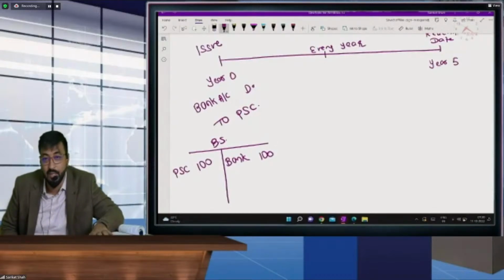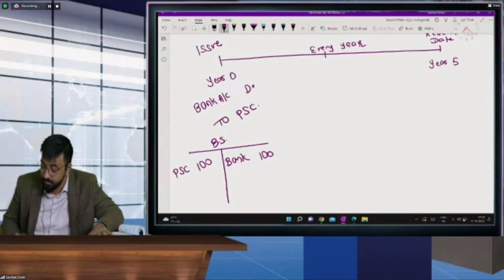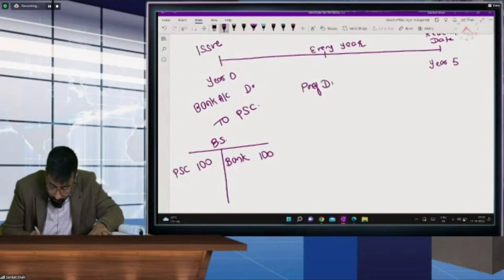Preference share capital. Please write the whole thing, don't write only preference shares. Yes, Shruti, very good, beta. Saubhagya ji, very good, beta. Yes, very good. Preference dividend. No, beta, Nanesh, you are wrong. Preference dividend account debit to bank account.